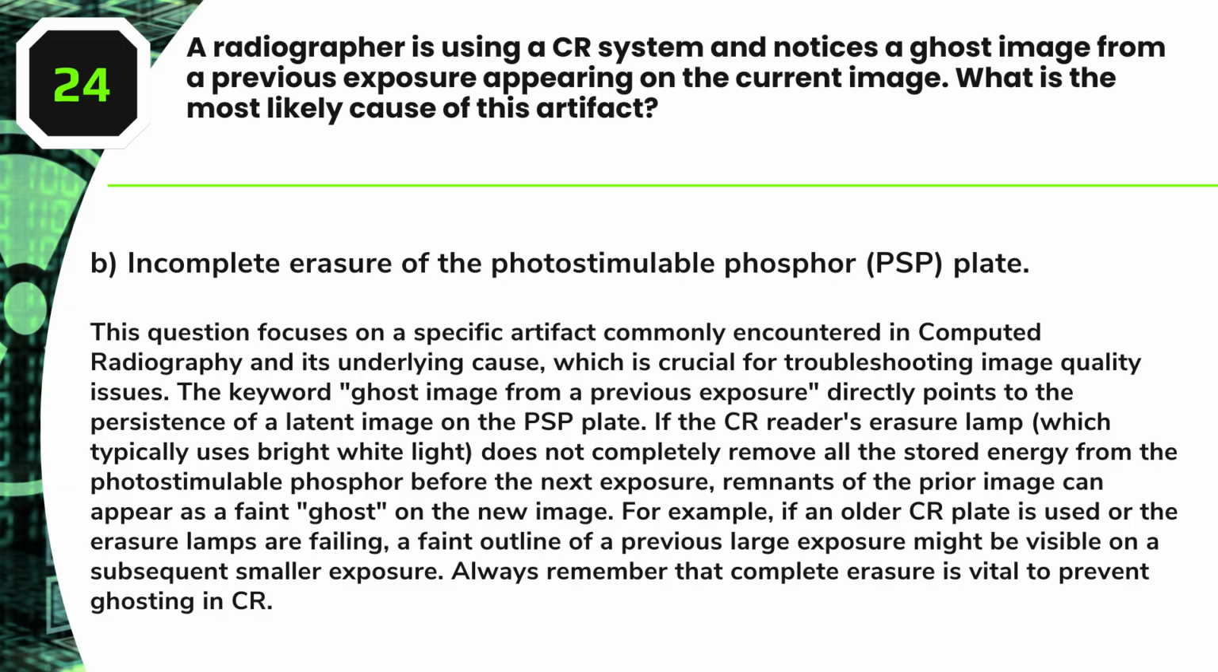If the CR reader's erasure lamp, which typically uses bright white light, does not completely remove all the stored energy from the photostimulable phosphor before the next exposure, remnants of the prior image can appear as a faint ghost on the new image. For example, if an older CR plate is used or the erasure lamps are failing, a faint outline of a previous large exposure might be visible on a subsequent smaller exposure. Always remember that complete erasure is vital to prevent ghosting in CR.